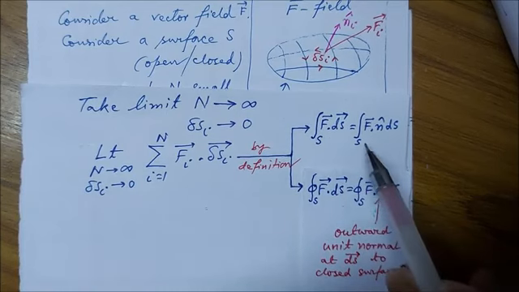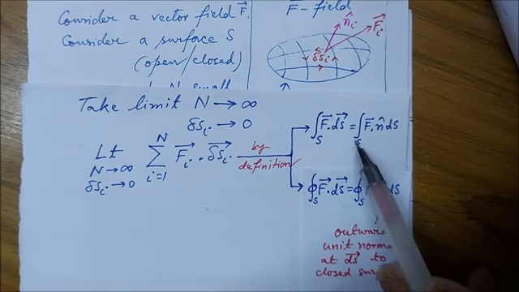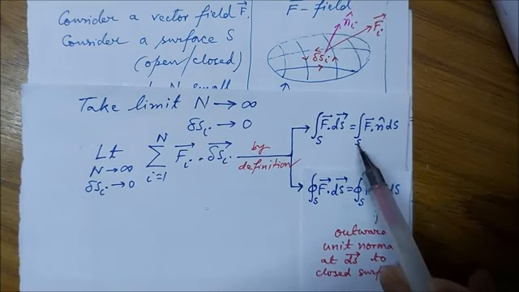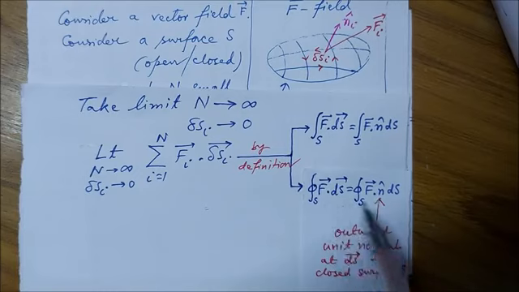This is called the flux of vector F over S, or the surface integral of vector F over S, and this is called the outward flux of vector F over the closed surface S, or the outward normal surface integral of vector F over S.